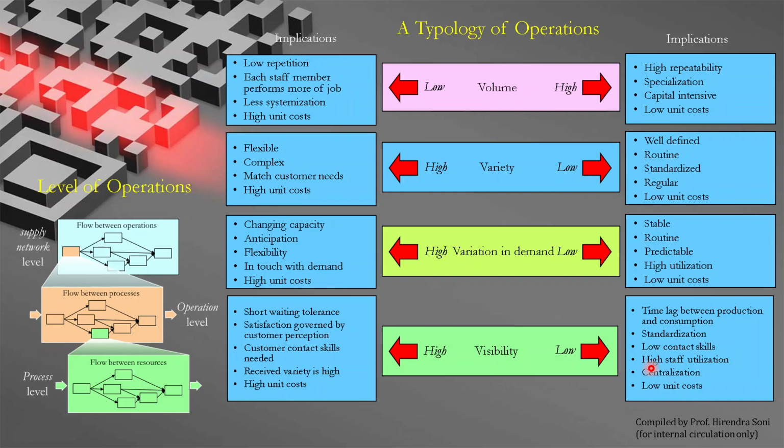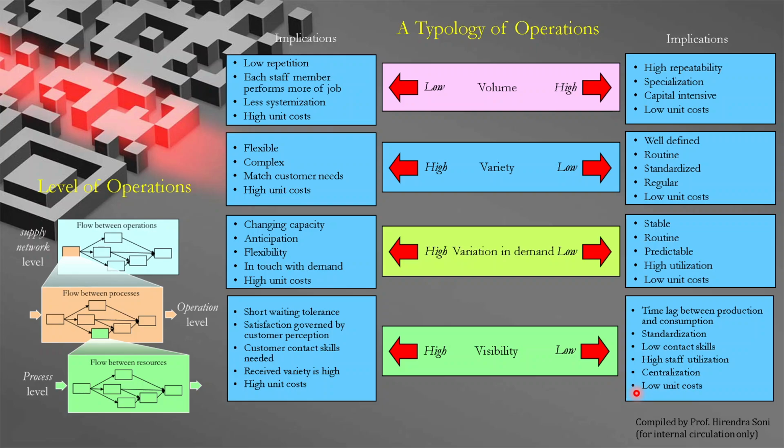At times, what is happening inside will not be known. Contact with the customers would be less. It would be more of manufacturing and just giving it across. High staff utilization, centralized decision making, and per unit cost would be lower.